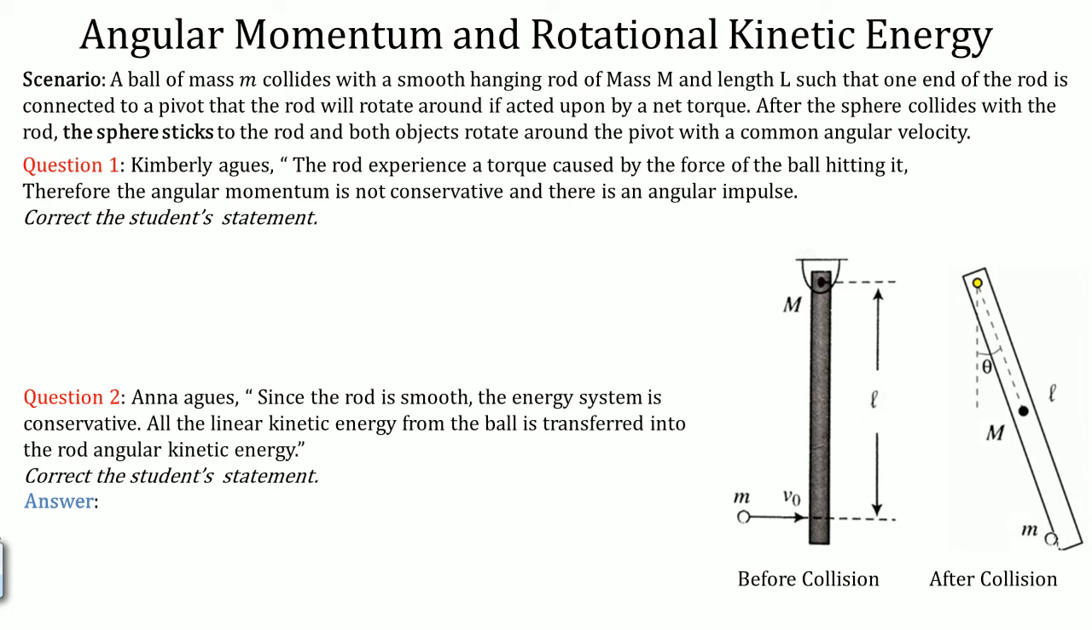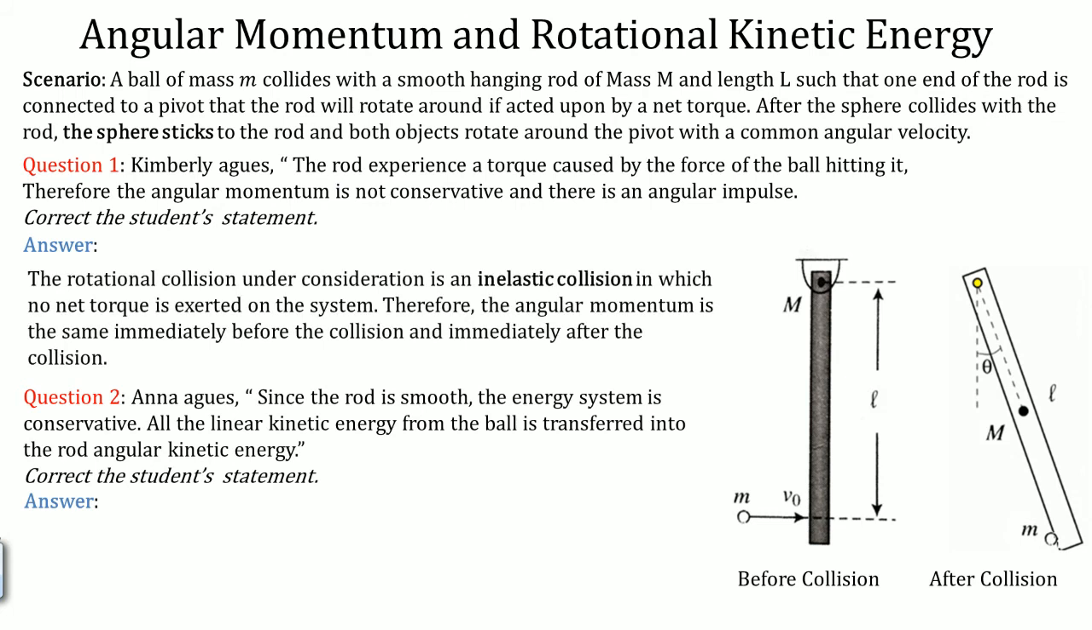Question 1. Kimberly argues the rod experienced a torque caused by the force of the ball hitting it. Therefore, the angular momentum is not conserved and there is an angular impulse. Please correct the statement. So the answer: Kimberly is wrong, because the collision under consideration here is an inelastic collision. The reason why is because it says it right there: the sphere sticks to the rod. That's why it's an inelastic collision, which means there is no net torque exerted on the system. We know that in an inelastic collision, the angular momentum is the same immediately before the collision and immediately after the collision. That means P initial is equal to P final, conservation of momentum. P final minus P initial is always equal to 0. This means it's constant. That is the definition of conservation of angular momentum.